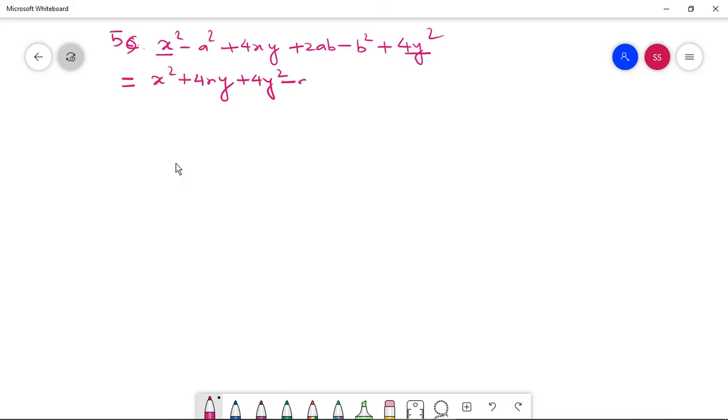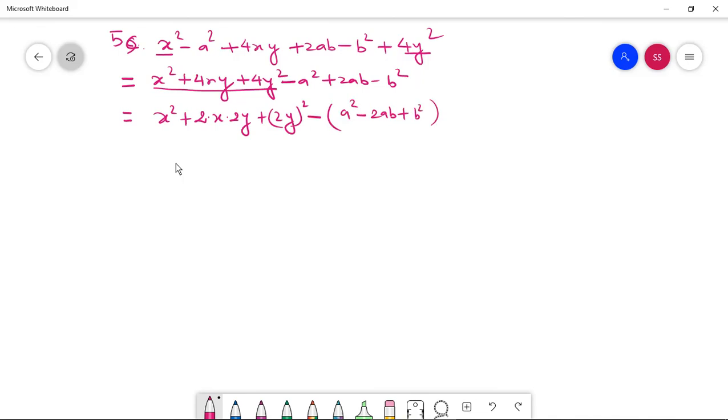So how interesting, it is a square minus b square form. The bracket is also not needed here. So x plus 2y minus a plus b, and x plus 2y plus a minus b. The signs: plus minus, minus plus.